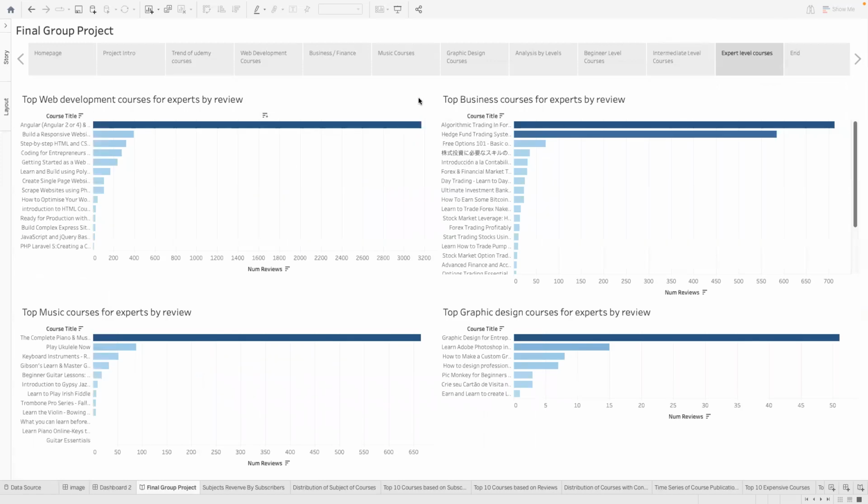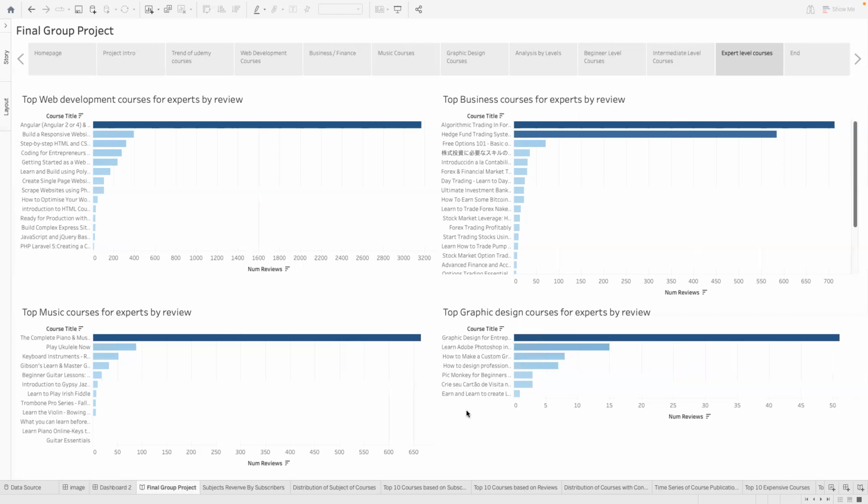For the expert level courses, Angular is more famous in web development, algorithm based trading courses in the business field, and for music, piano is at the top, as in beginner level. And for graphic designing, graphic designing for entrepreneurs is famous among design courses.